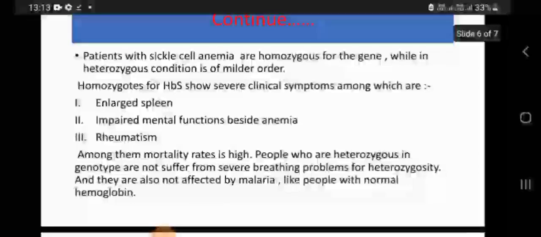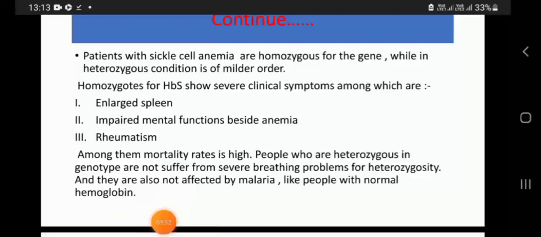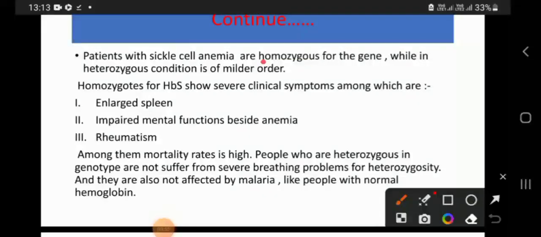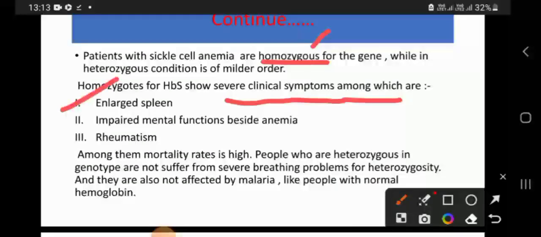Patients with sickle cell anemia are homozygous for the gene. This is very important. Patients with sickle cell anemia are homozygous for the gene, while the heterozygous condition is of milder order. So it is severe in homozygous form. Homozygotes for hemoglobin S show severe clinical symptoms like enlarged spleen, rheumatism, impaired mental function, also called mental retardation, besides anemia.